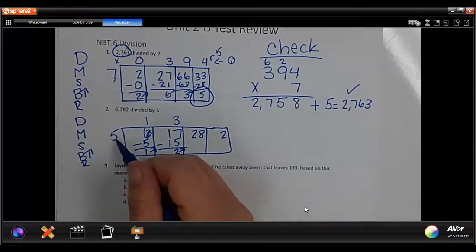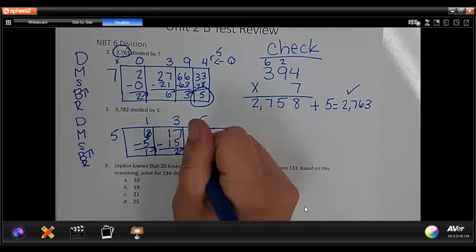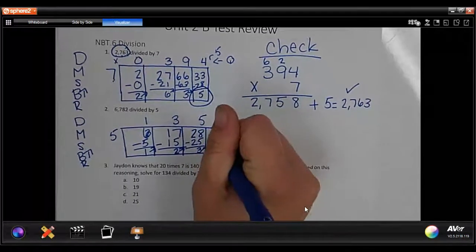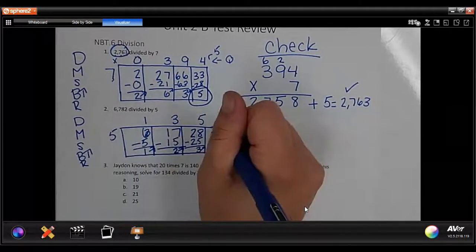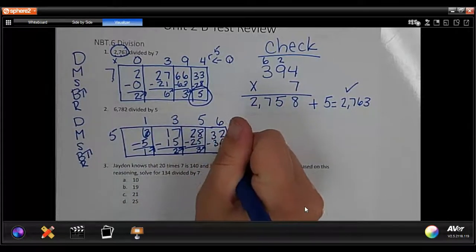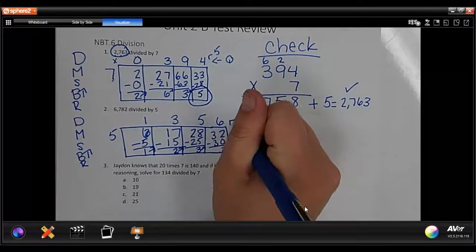Now I repeat. 5 goes into 28 5 times. 5 times 5 is 25. Subtract those and I get 3. Bring it up. 5 goes into 32 6 times. 5 times 6 is 30. 32 minus 30 is 2. So I have a remainder of 2.